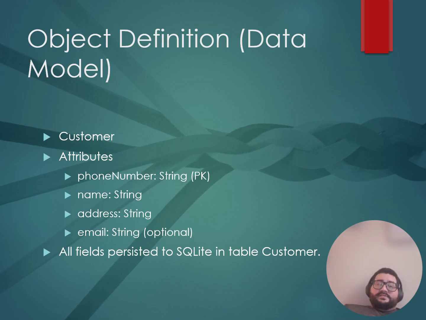So for object definitions, we have our customers, of course. The attributes are going to be the phone number, the name, the address, the email, and all fields will be presented in the table named customers in the MaintenanceShop database.